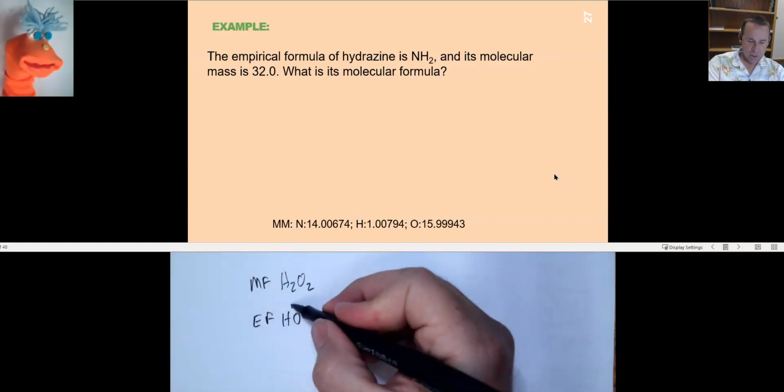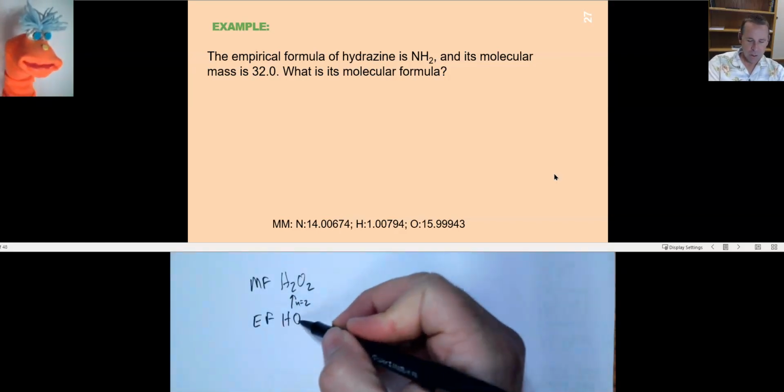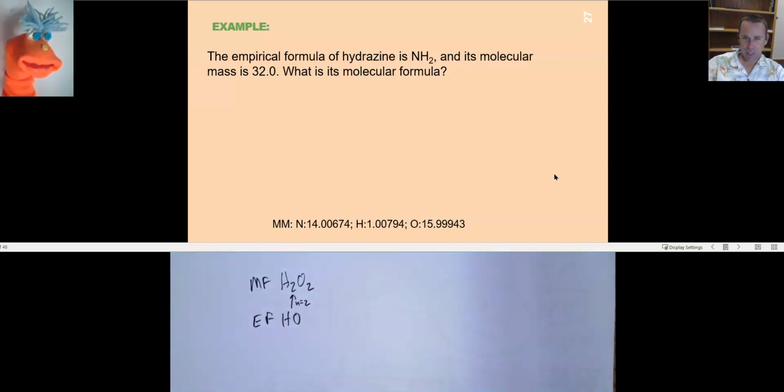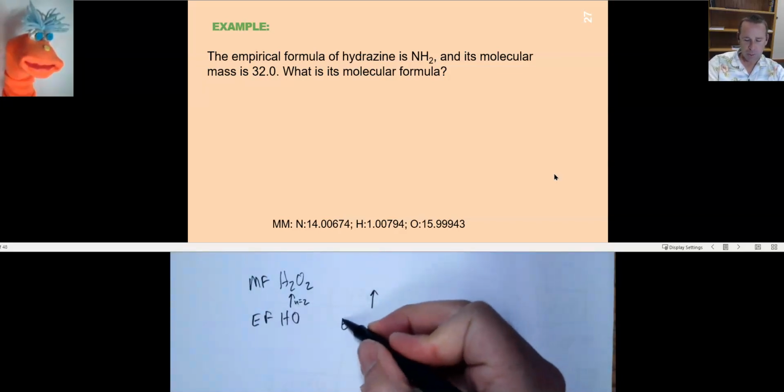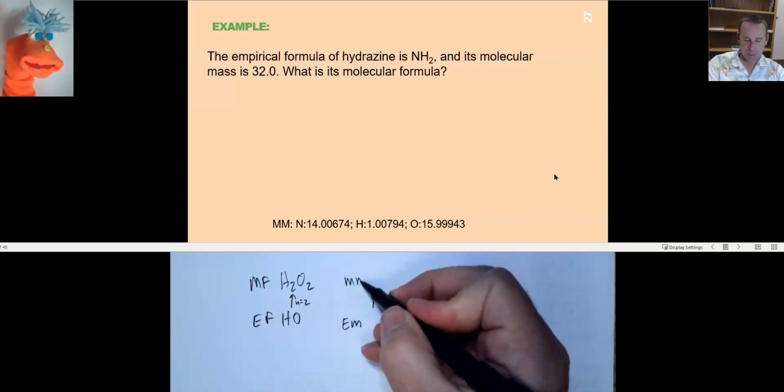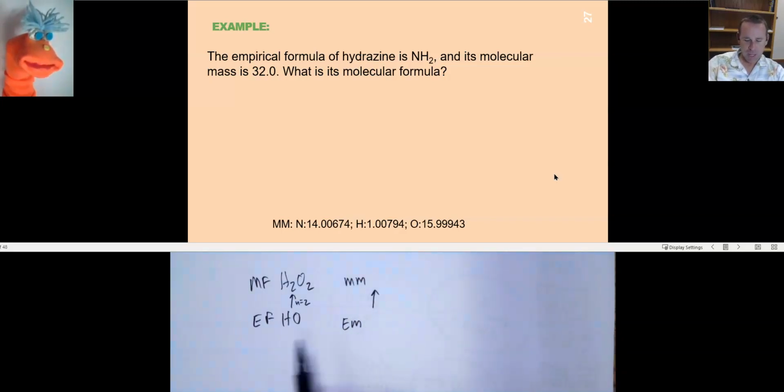That's right. I need 2, and I'll write that n equals 2 here. This times 2 gives us our molecular formula. Empirical formula goes to our molecular formula. Well, the same relationship exists between what we call the empirical mass and the molecular mass. The empirical mass is just the mass of the empirical formula. So what would that be in this case?